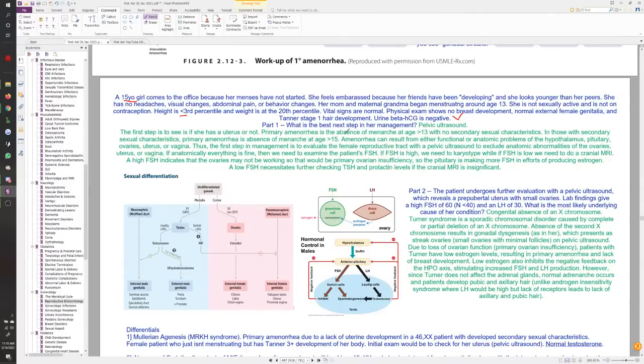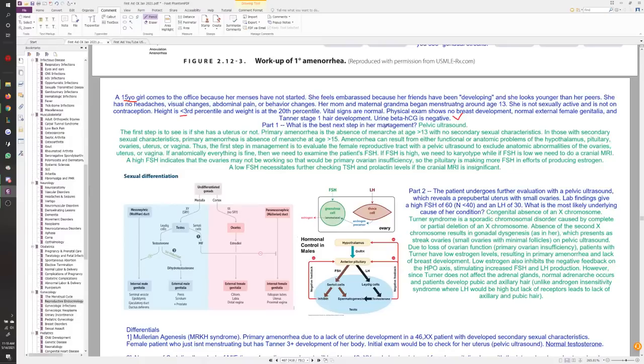Primary amenorrhea is the absence of menarche at age over 13 with no secondary sexual characteristics. The other case scenario was someone who's age 15 with secondary sexual characteristics but just isn't menstruating, right? There's two types of primary amenorrhea. In those with secondary sexual characteristics, primary amenorrhea is the absence of menarche at age 15. So those are two types of primary amenorrhea. Her case scenario is the first type, where she's over age 13 but no secondary sexual characteristics. So what's up with that?